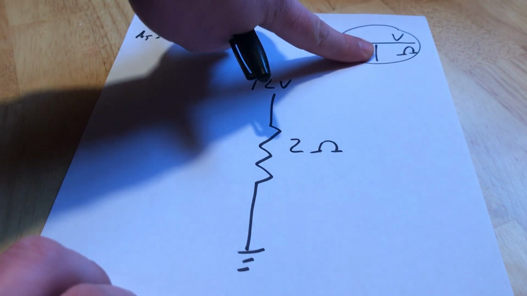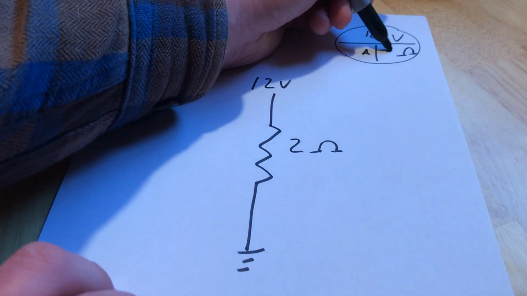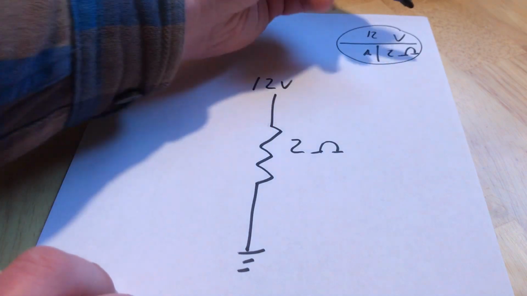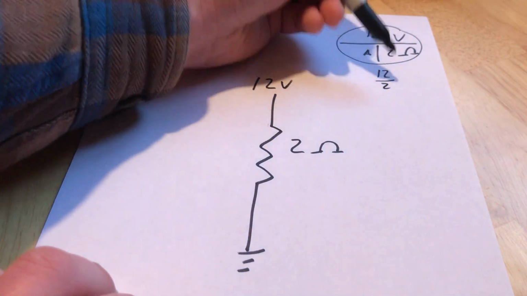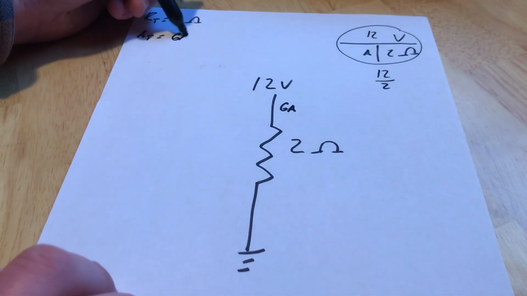So I'm trying to solve for amperage, so I'm going to cover up the A. I've got 12 volts, I've got 2 ohms, 12 over 2, right? Gives me 6, so I have 6 amps flowing through this circuit.